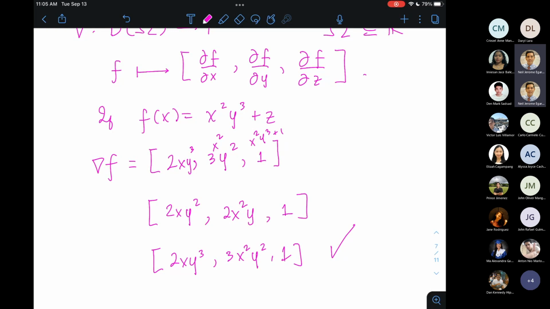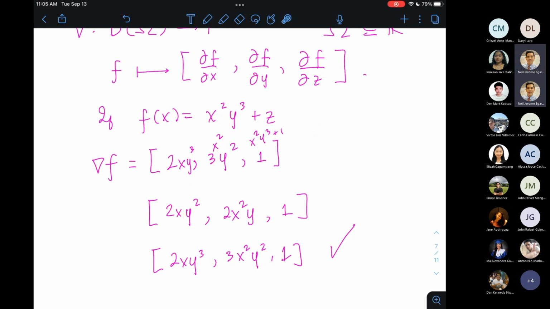2xy cubed. Kasi ipa-partial natin, yung unang entry ay partial nito with respect to x, right? So si y at saka si z ay treated to be constants, right? Treated as constants. So ito ay constant. Derivative nito, 2x.